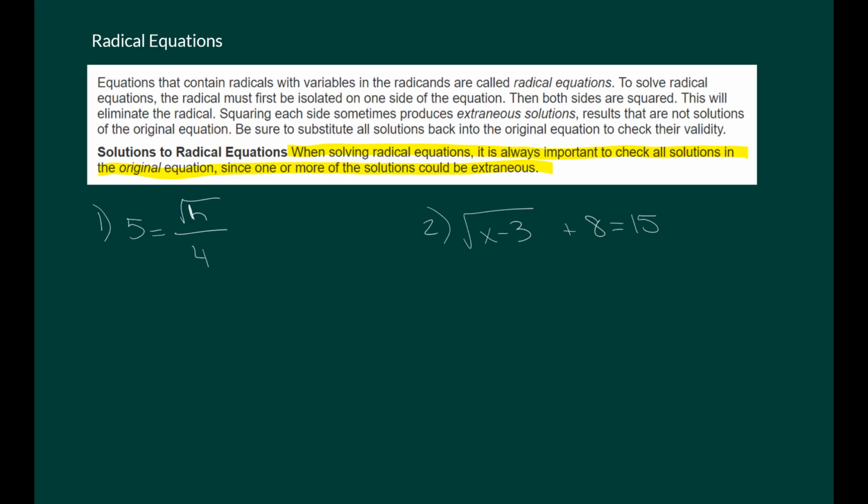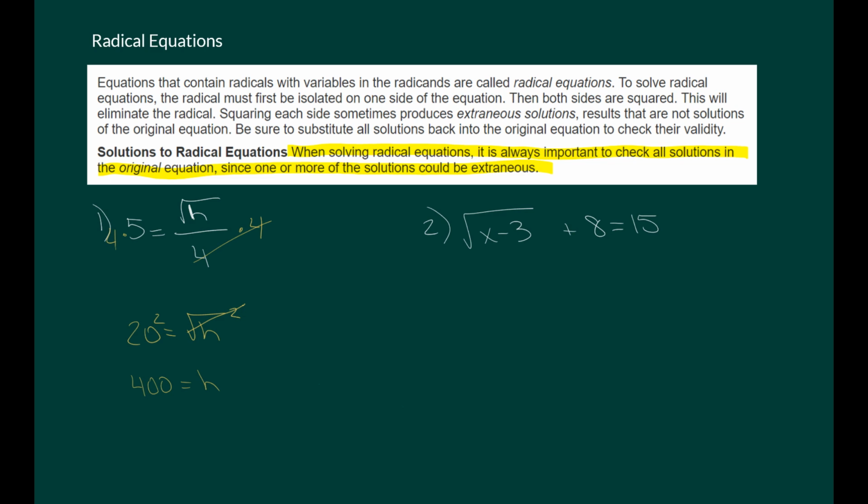So in number one, 5 equals the square root of h over 4. I'm going to multiply both sides by 4. When I do that, I'll get 20 equals the square root of h. To get the h by itself, or to get rid of the radical, you square both sides because it's a square root, so the opposite is to square it. That cancels, and you get 20 squared is 400 equals h.